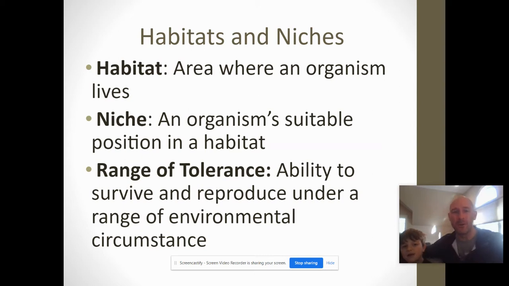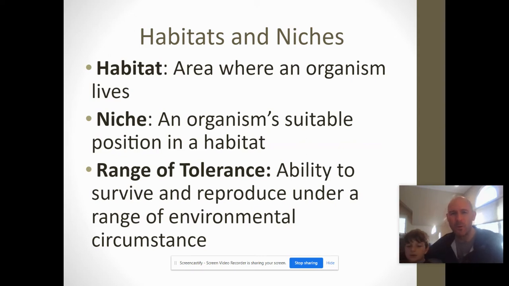Habitat is where an organism lives, right? So the habitat for squirrels is my backyard right now, eating all my bird seed, which is crazy. Habitats for moose or caribou are usually going to be in more of a coniferous forest, a taiga, northern Vermont or New Hampshire, Canada.